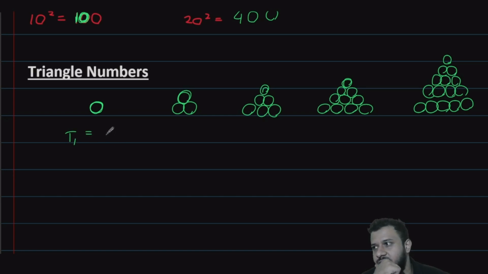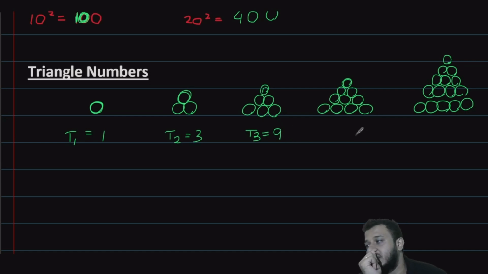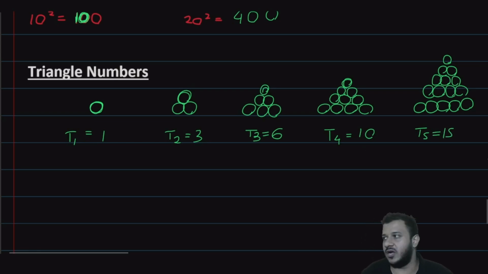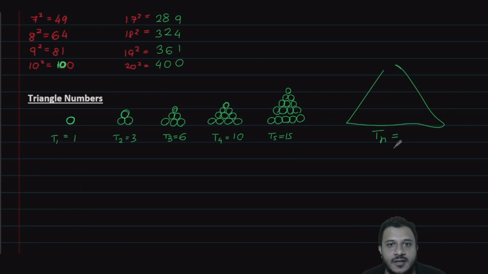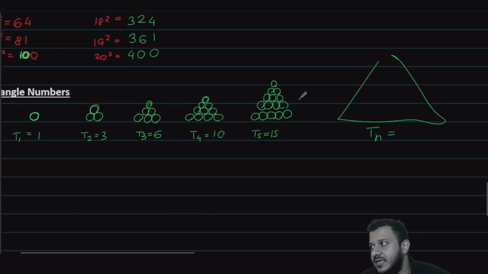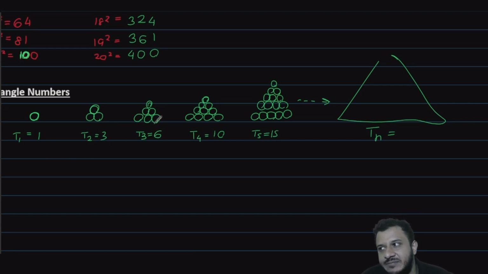So term 1 was a 1, term 2 was a 3, term 3 was a 6. Term 4 was a 10, isn't it? And then term 5 was a 15. Like that it goes on until term n, where we want to find the thing which will help us get the triangular number pattern. Now let's think about this, term 3 onwards.